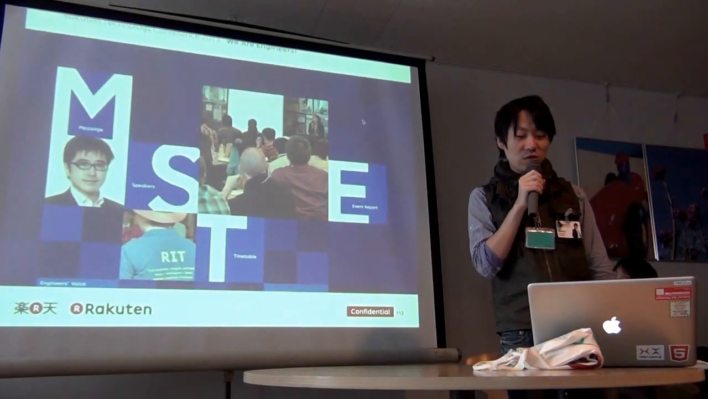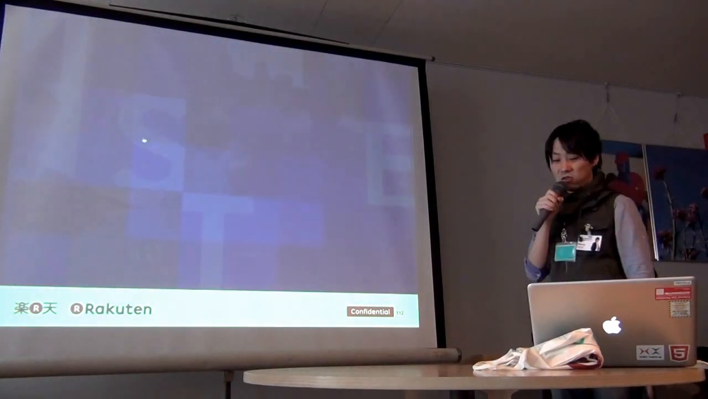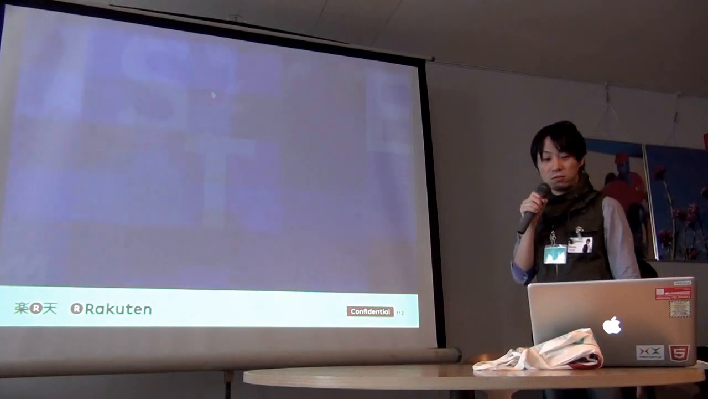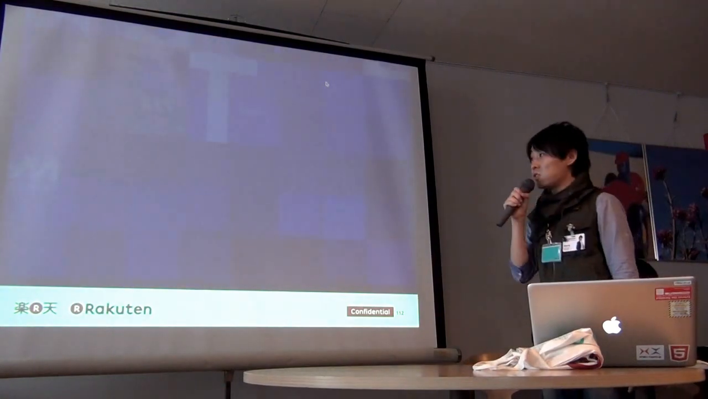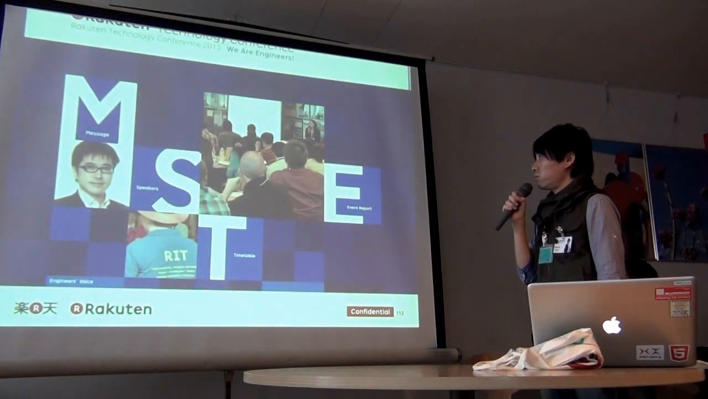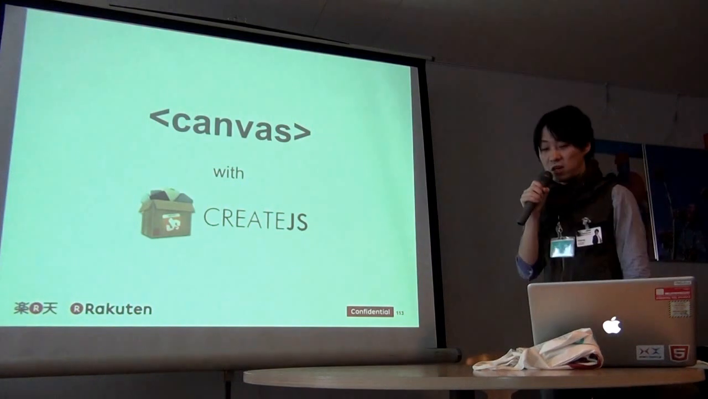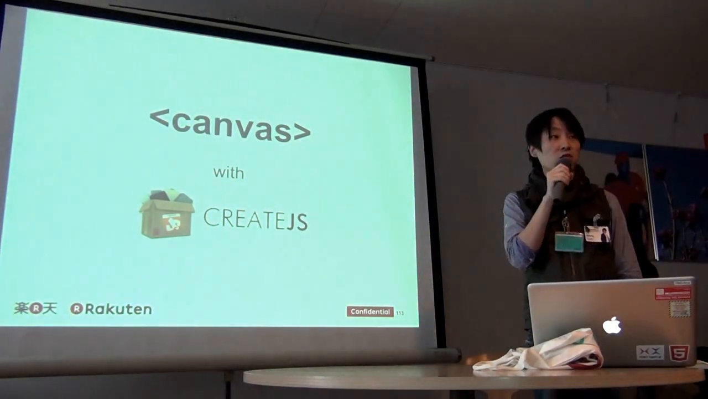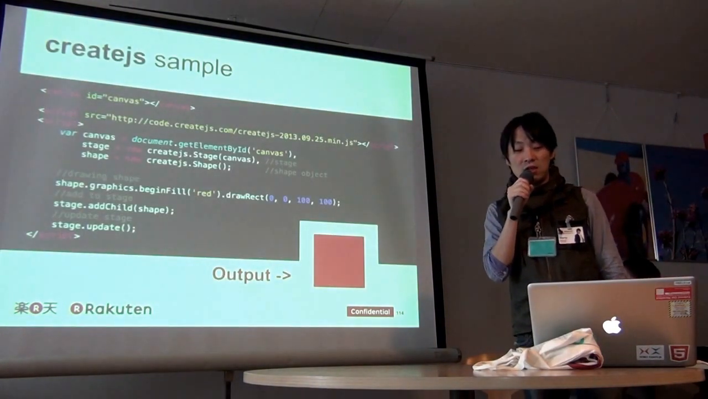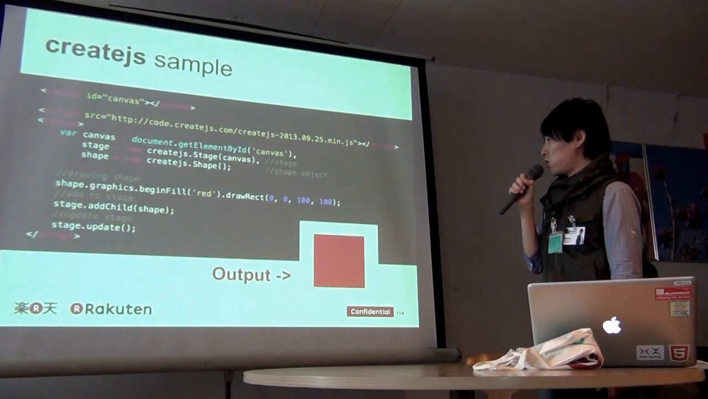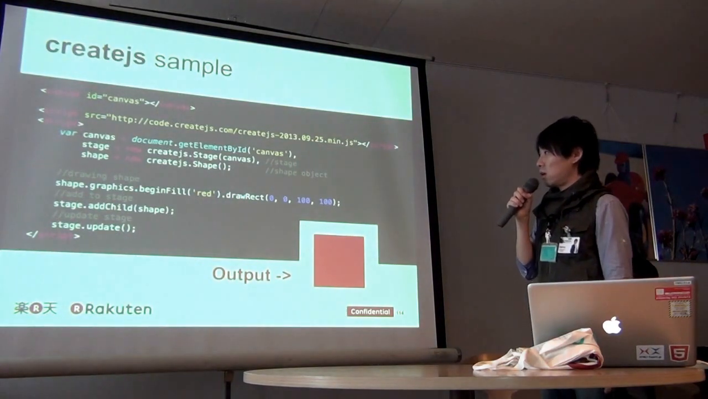So next, please look at this carefully. The background is slightly changing by mouse movement. This is made using Canvas, which is one of the HTML5 features. So we chose Create.js, which is one of the useful canvas libraries, for creating this content. This is an example code that draws a simple rectangle using Create.js. It's very easy to understand. Only a few lines of code.